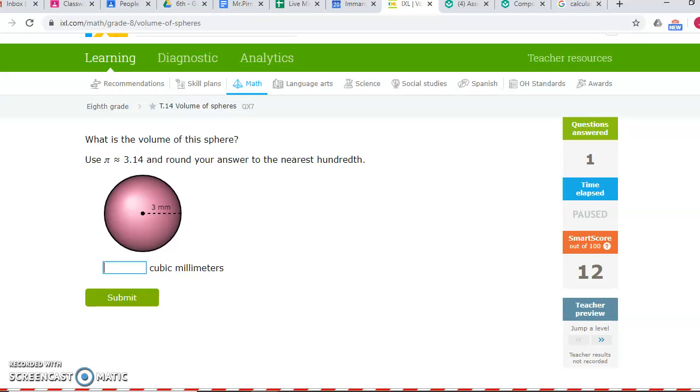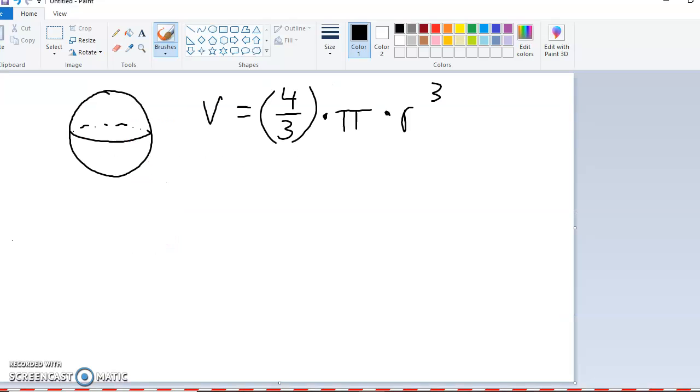So take a look at the problem. You can see the radius is 3 millimeters. So we're going to try to find the volume of this sphere using pi equals 3.14. So here's our sphere. Our radius is 3. And I'll go ahead and put those curves in so you can tell that it's a sphere.